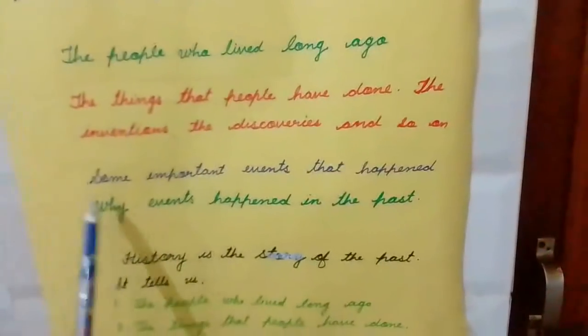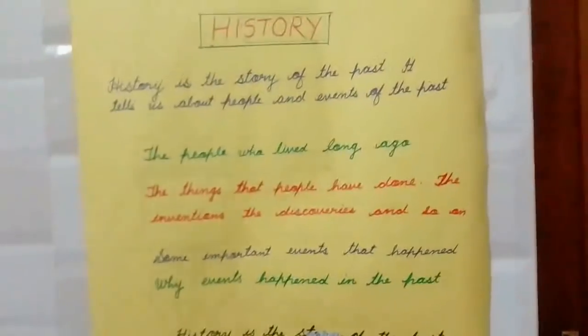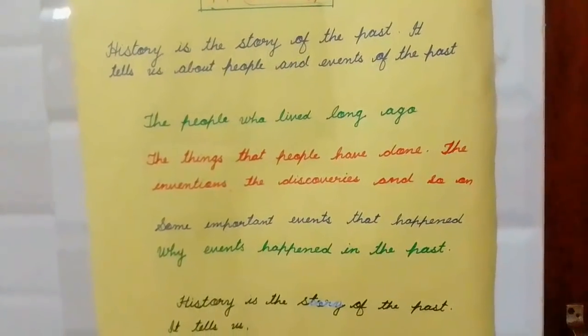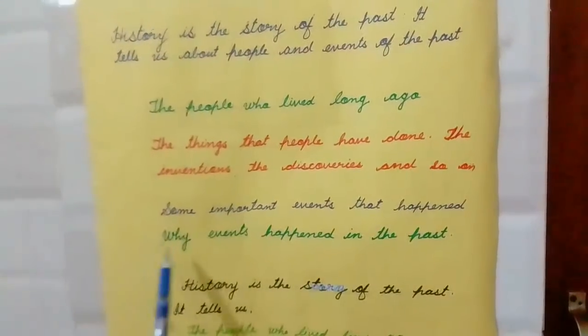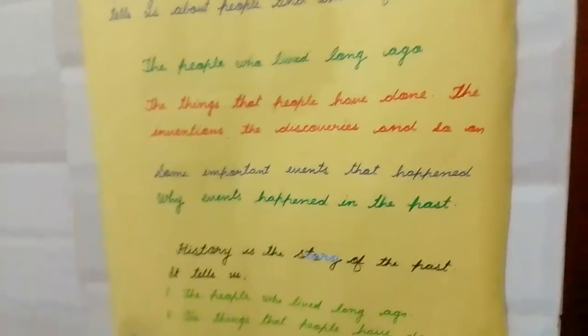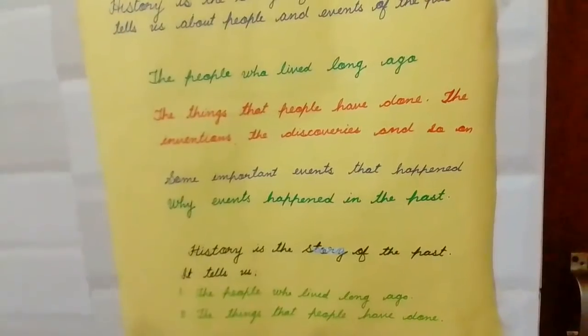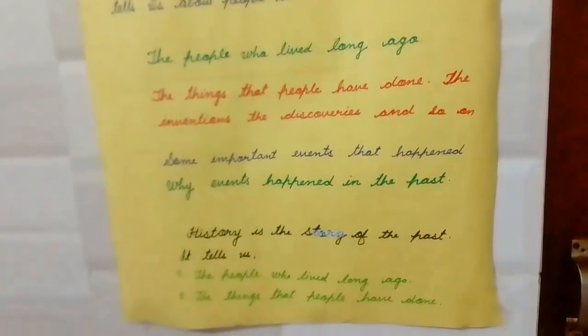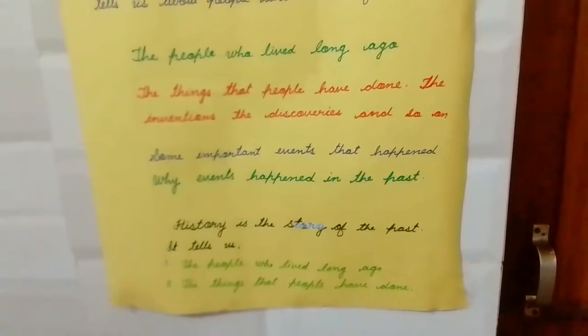And the next point, some important events that happened. For example, Satyagraha led by Mahatma Gandhi, India's struggle for independence, and so on. So that's some important events. And why do events happen in the past? For example, people fought for India's independence because India was not a free country. We all know our leaders, Mahatma Gandhi, Jawaharlal Nehru, Subhash Chandra Bose, etc. They fought against the British and we got freedom.